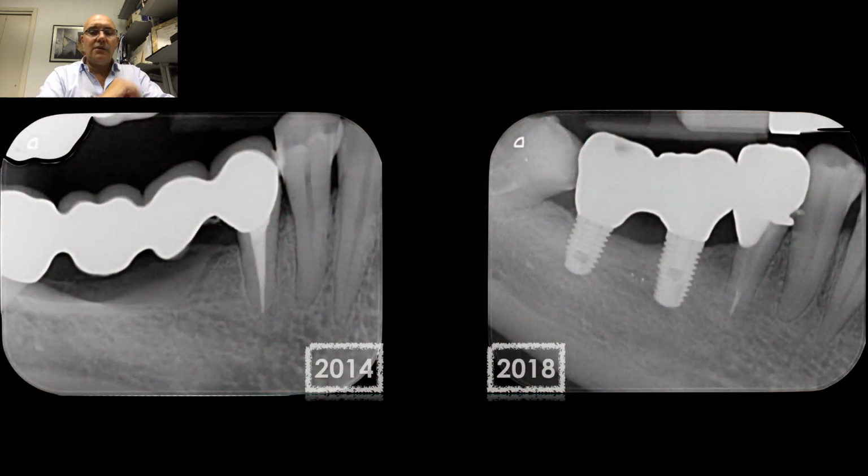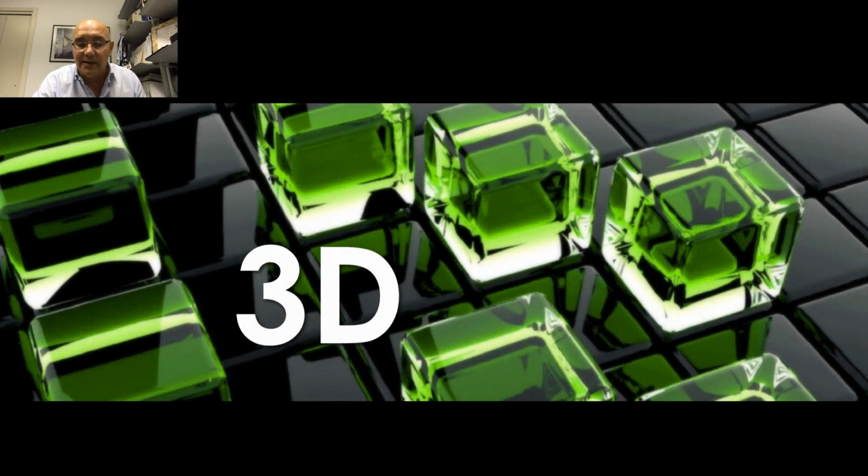And this is 2014, 2018. Look at the crestal level. Nothing has moved. Everything is perfectly stable after 4 years. The more you wait, the better it gets. And with the time, the mineralization of the lamina carries on and gets better and better.